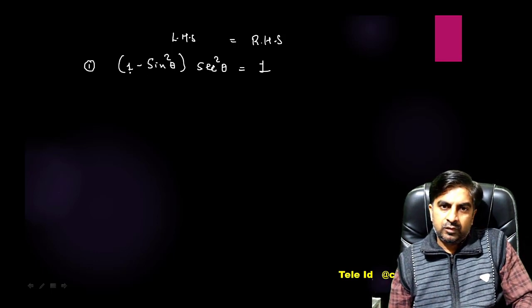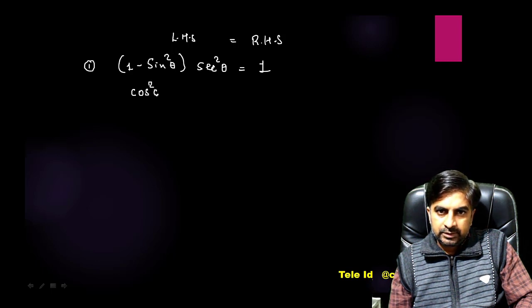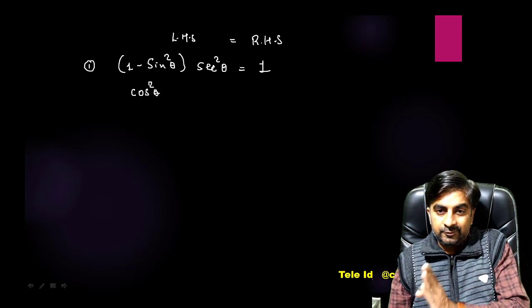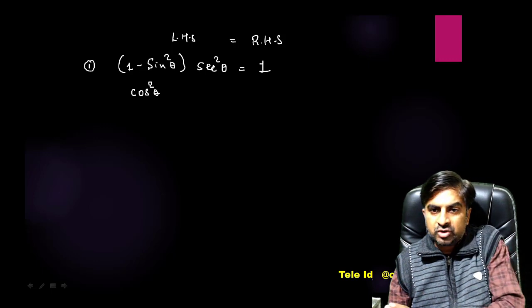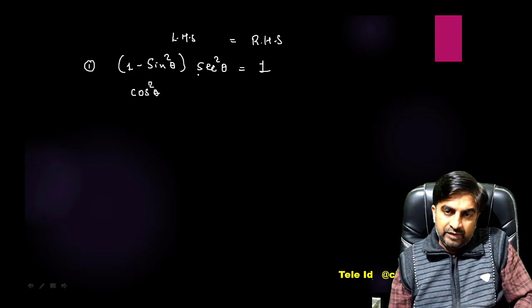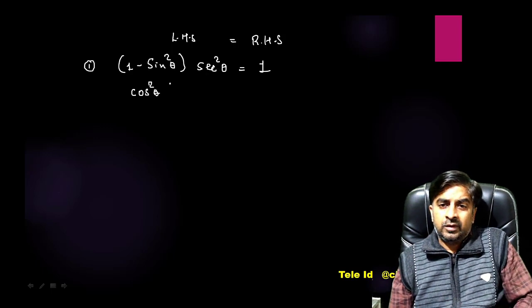So here you can say 1 minus sine square. Square is there, so here we are going to use an identity. We know that when a square is there, all identities can be used. So 1 minus sine square will give you cos square theta, and sec square theta will give you 1 plus tan square theta. But we are not going to use that. Please keep that in mind. We have to make some arrangement in such a manner that we get 1. If I convert this sec square theta as 1 plus tan square theta, then we are not going to get the answer.